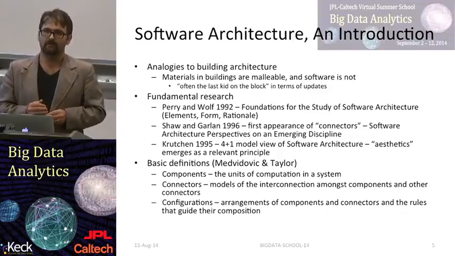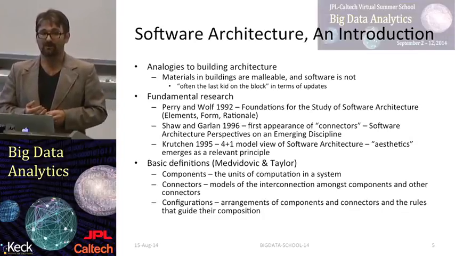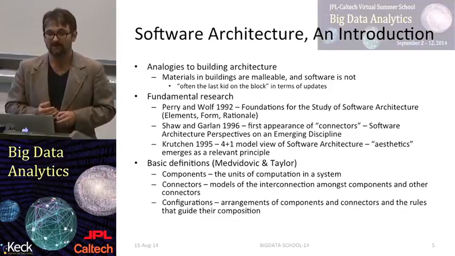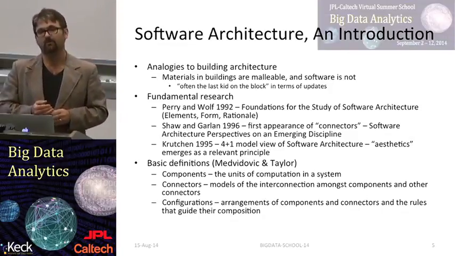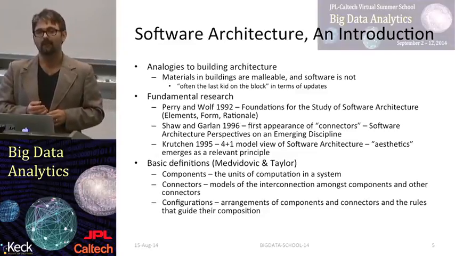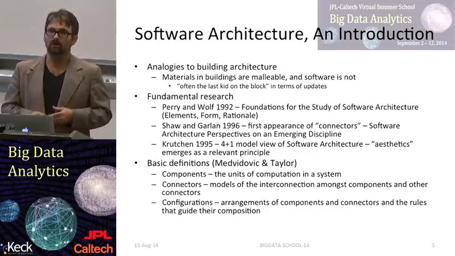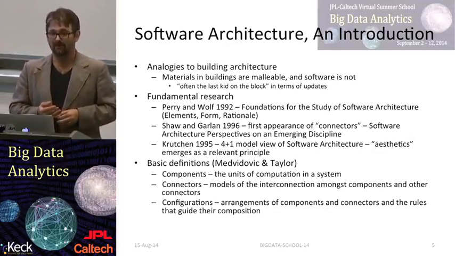Another next step in some of our architectural understanding from a research perspective came from Mary Shaw and David Garlan in 1996. They wrote a book called Software Architecture: Perspectives on an Emerging Discipline. And that book, for many years, up until recently, was the canonical software architecture text that was taught at the university and graduate level.